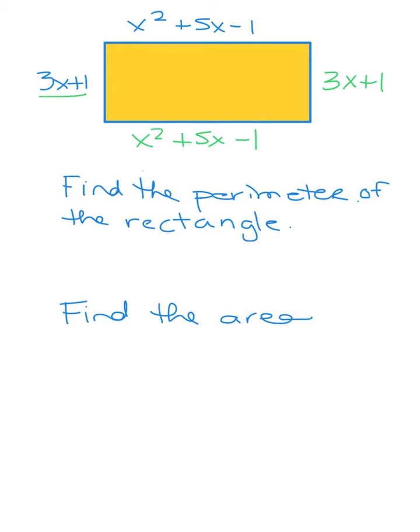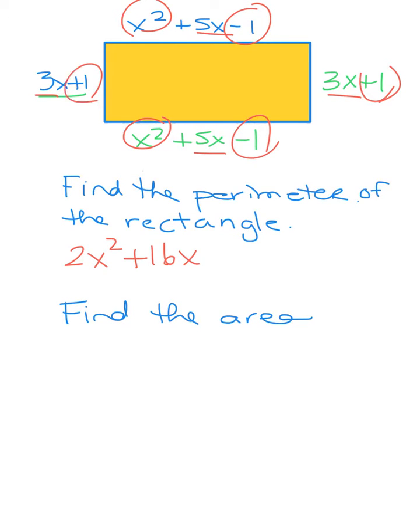So let's take a look at our highest term, which is x to the second power. If I add those together, I get 2x to the second. If I then look at my x to the first power, I have 5x and 5x and 3x and 3x. When I add those together, I get 16x. When I'm looking at my constants, I have negative 1, positive 1, and then negative 1, positive 1. When I add those together, I will get 0. So my final answer there is 2x squared plus 16x, and that will be units. If it's feet or inches, that's what I would have. It's not units to the second because that's area, or units cubed because that is volume.